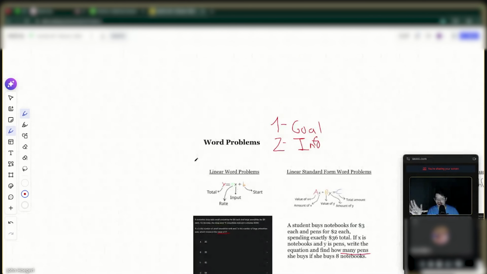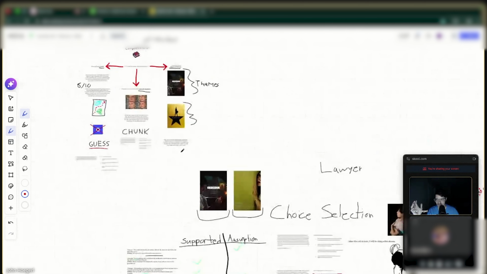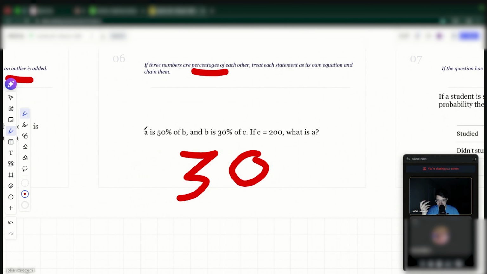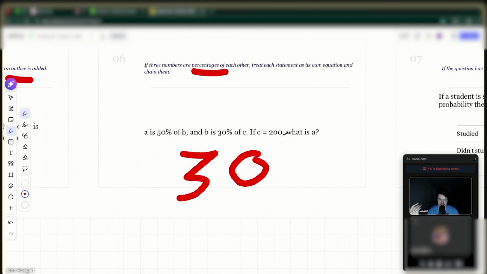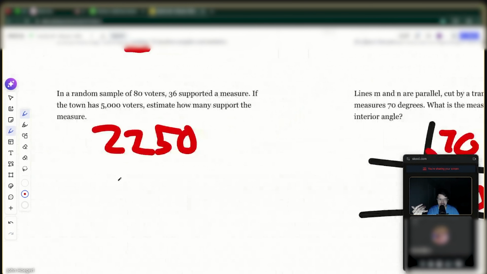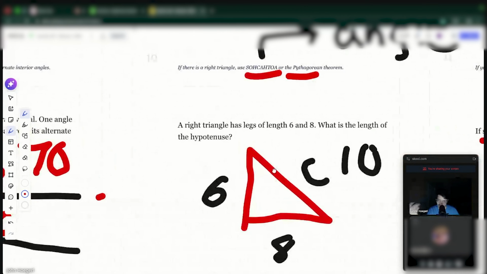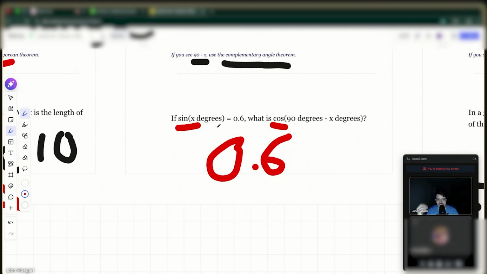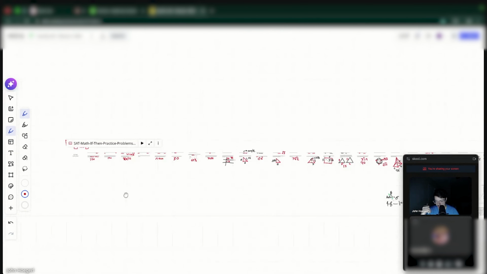It's not like one problem, let me see if I can find an example of an easier problem. This one we can see here, it's pretty clear exactly what is going on. We just say A is 50% of B, B is 30% of C, and C is equal to 200. Not really much confusion here as for what's going on. Similarly, if we have a question like this, a right triangle with lengths 6 and 8, what's the length of the hypotenuse? It's pretty clear. We just have to write a right triangle and draw the things there, and that's all we have to do. For this one here, sine x degrees, it's pretty clear. It's just asking, what is the cosine of 90 minus x? So all those are pretty clear.